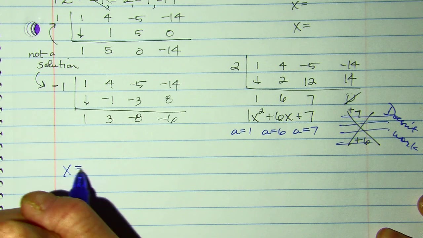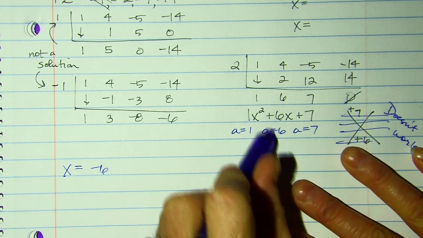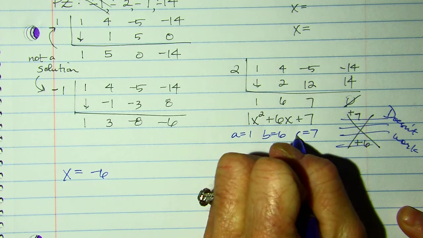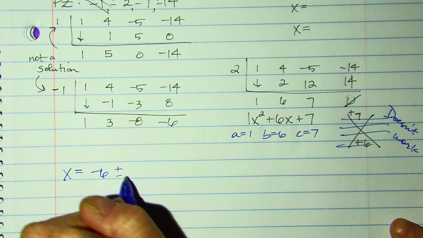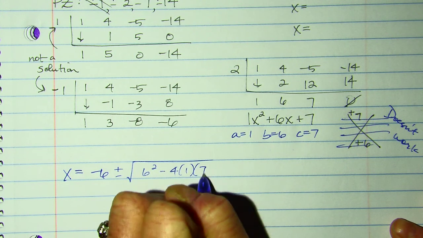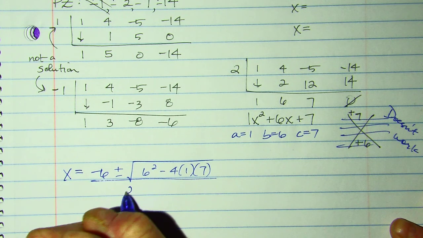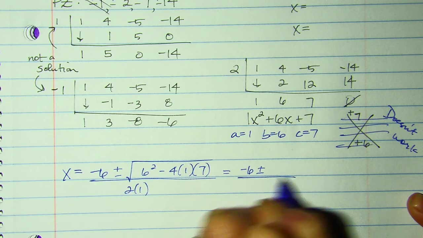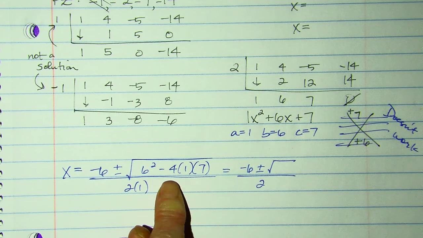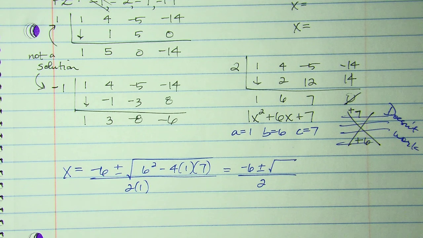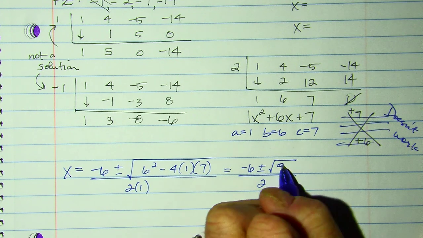So x equals negative b. Sorry, why did I write A for all of these? A, B, C. Negative 6 plus or minus the square root of 6 squared minus 4 times a times c, all over 2 times 1. So I got negative 6 plus or minus the square root, all over 2. I'm going to simplify what's in here. 36 minus 28 should be the square root of 8.